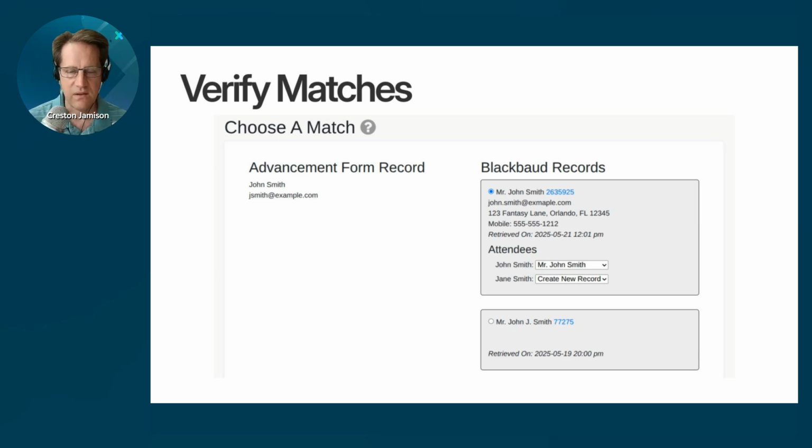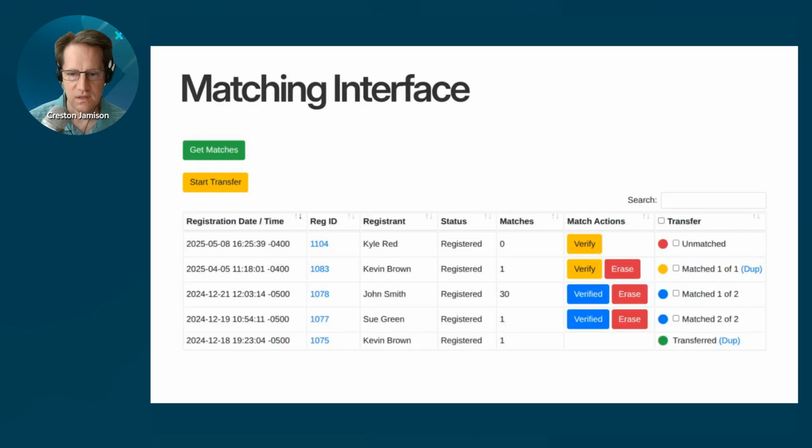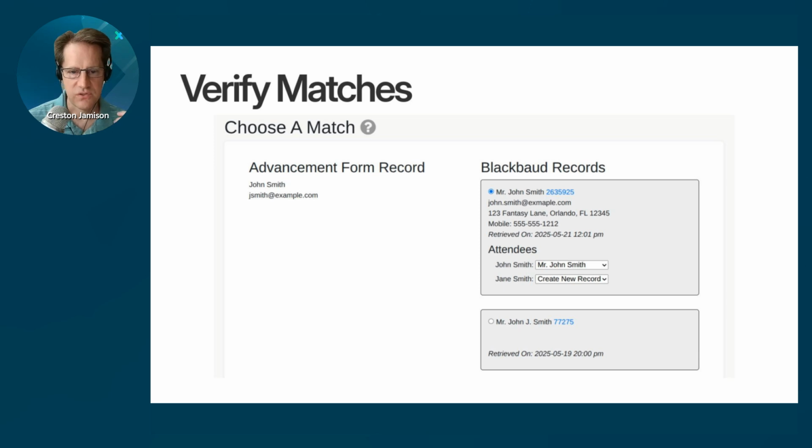Okay, so once you have gotten the matches, when you click the verify button, for example, if we look here under match actions, there's verify, and the ones that have already been verified are highlighted in blue. That is what this interface looks like. On the left, you see the advancement form record. This is just a very simplified one. It didn't even ask for the address for this registration. Whereas on the right, it's pulling all the information from NXT. What you need to do is match up the registrant, and once you match up that registrant, it shows the attendees below it as well. So you can see John Smith and Jane Smith under attendees. Those are the attendees for the advancement form, and you need to match those up with relationship records for this particular constituent.